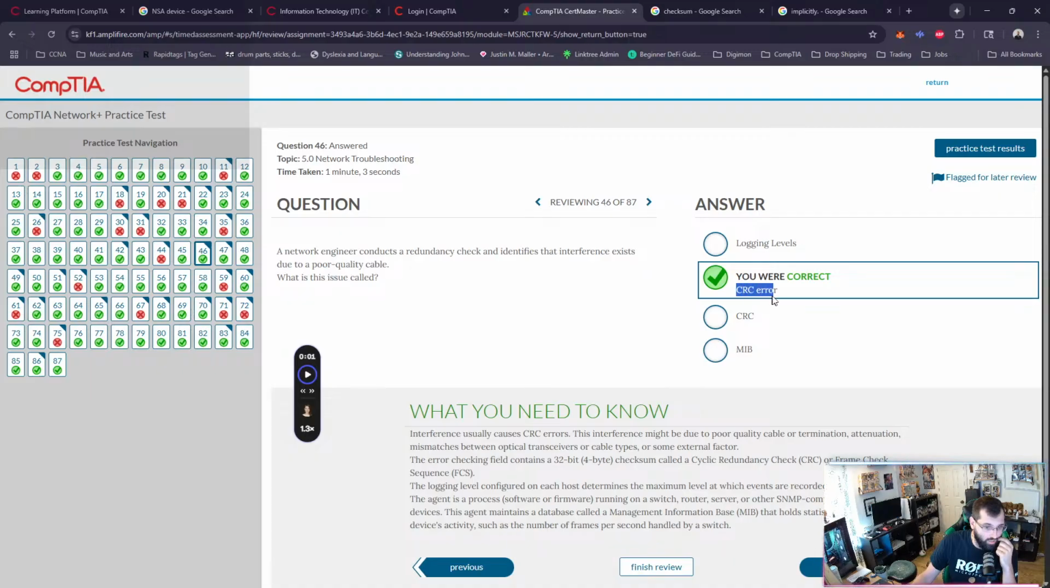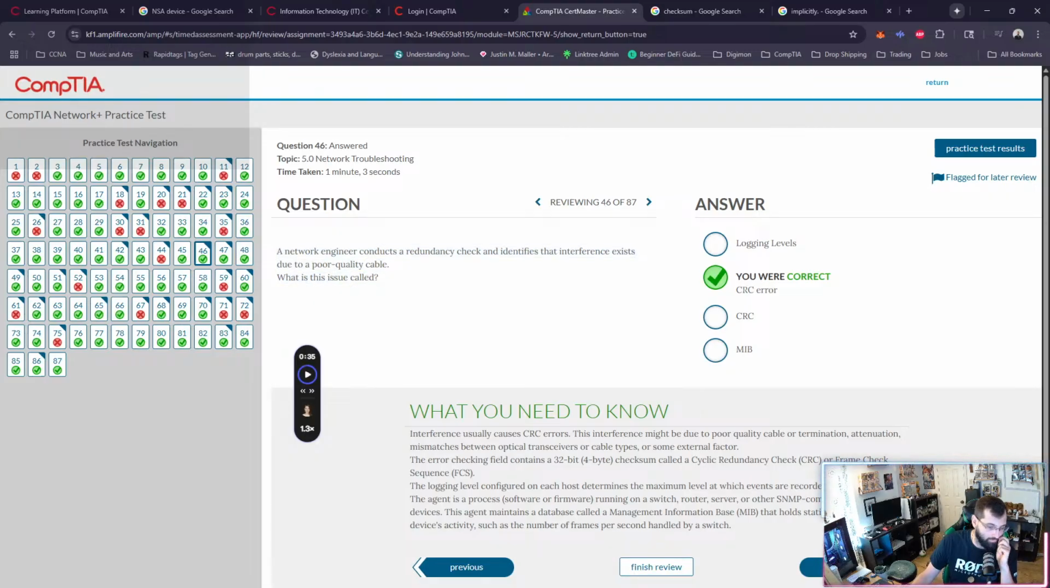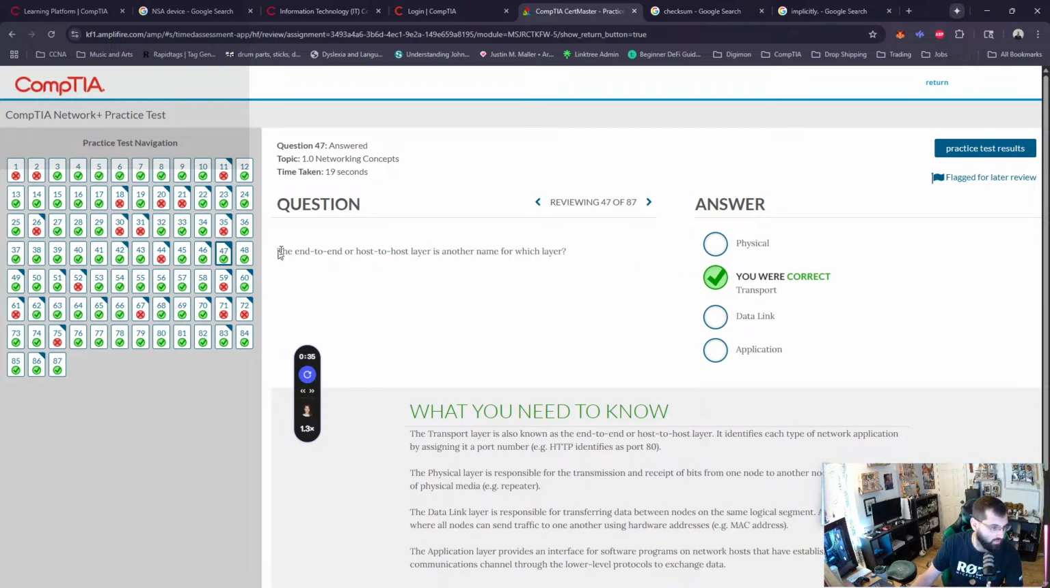So then it would have been a checksum error. A network engineer conducts a redundancy check and identifies that interference exists due to a poor quality cable. What is this issue called? So a redundancy check error. Cyclic redundancy check. So that makes a lot of sense why that was the answer.